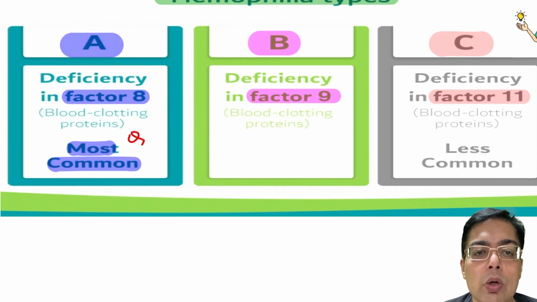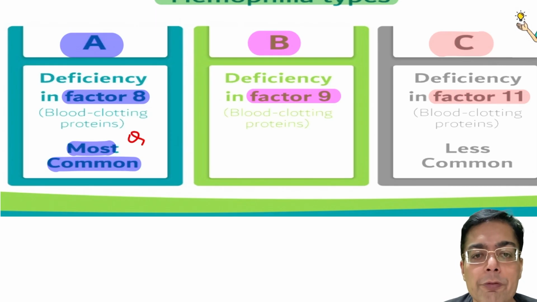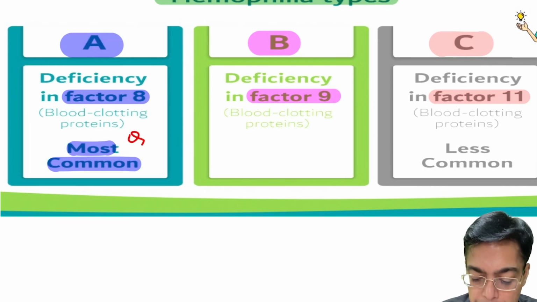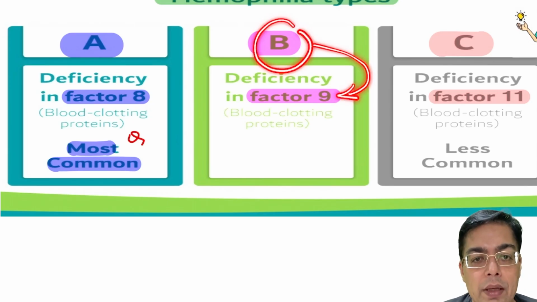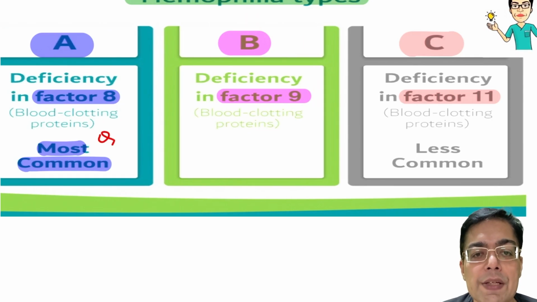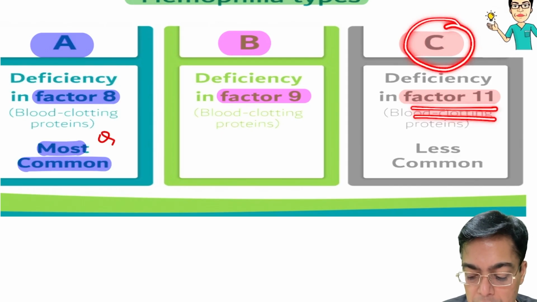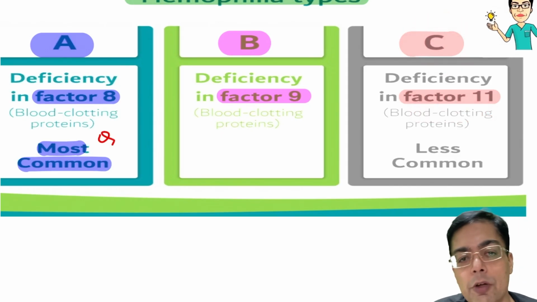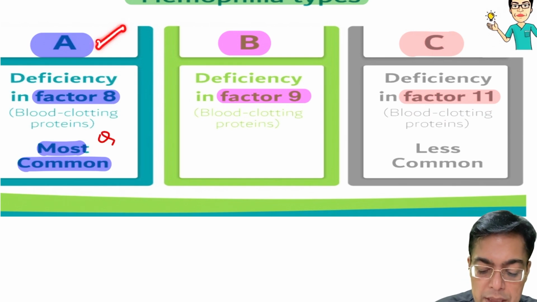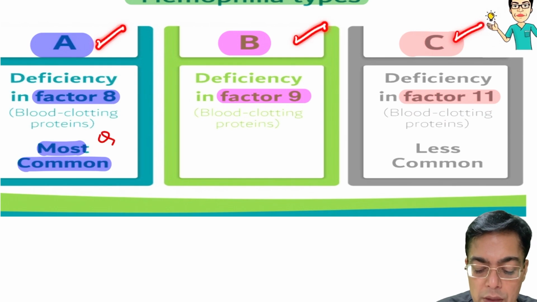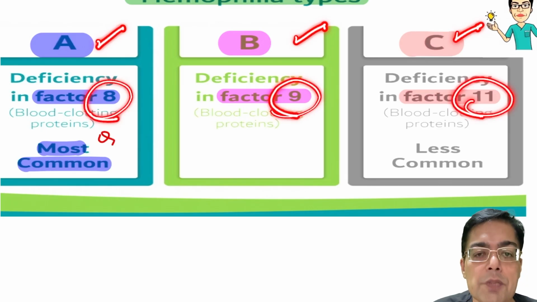Whenever I'm going to be talking about hemophilia B, hemophilia B is going to be reminding you of factor 9 deficiency. Whenever I'm talking about hemophilia C, it is going to be because of deficiency of factor number 11. Now, what is interesting for you to remember over here is that whether it is hemophilia A or hemophilia B or hemophilia C, there is a problem of factor 8, factor 9 or factor 11 respectively.